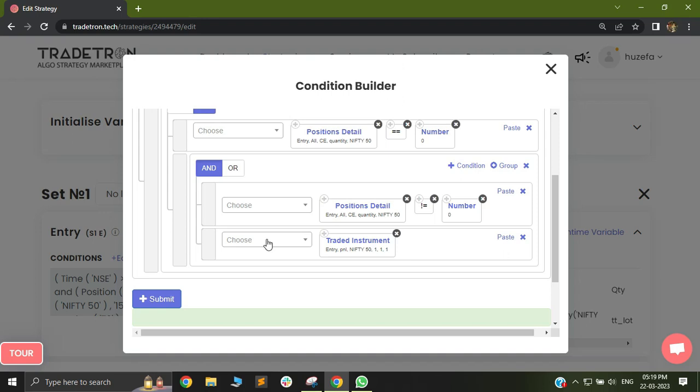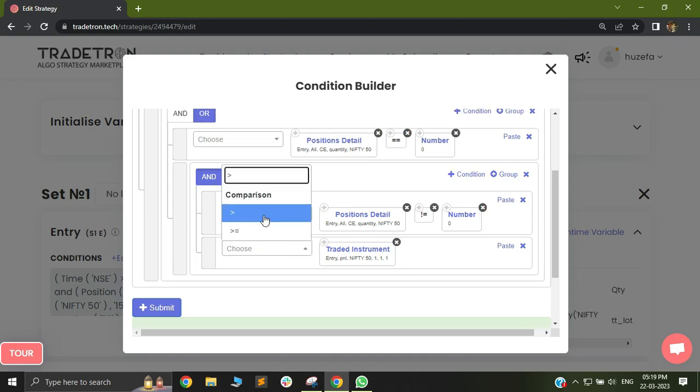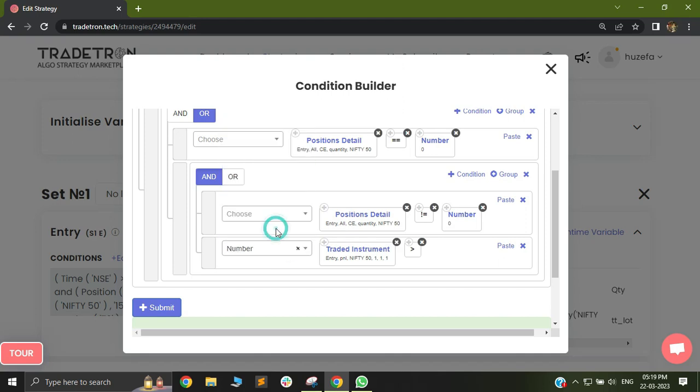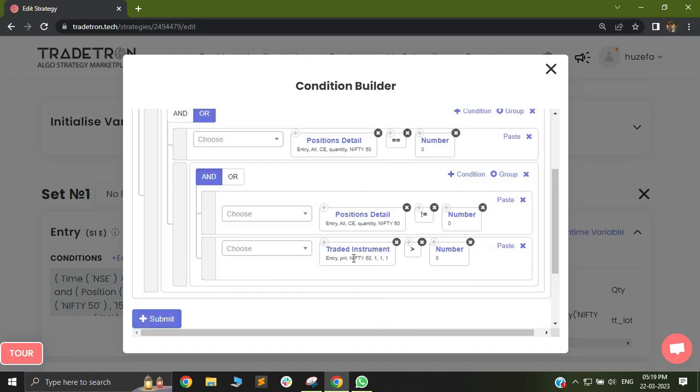So let's assume I want a trade only if the last trade was profitable. In that case, I can add a simple condition as traded instrument is greater than number 0. This means that only if the PNL is more than 0, which means if there's a positive PNL, that means there is a profit. In that case, there will be a re-entry that will be triggered.